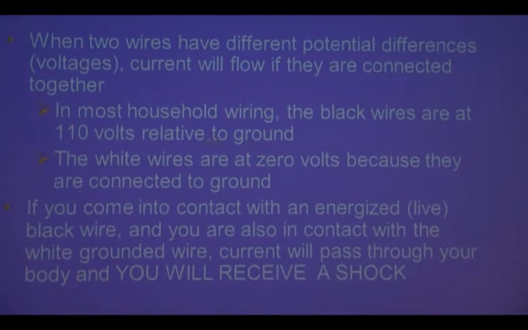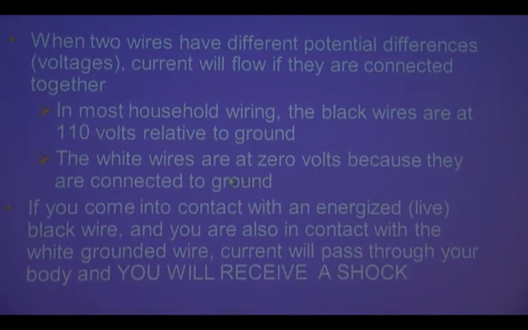Black wires are 110 volts relative to ground. White wires at 0 because they're connected to ground. Okay, that's where a lot of the people that run wire themselves, they get that backwards, okay? Black is hot, white is neutral in your 110. Is there a problem if you mix it up? Alternating current flows both ways, right? Is there a problem if you mix it up?